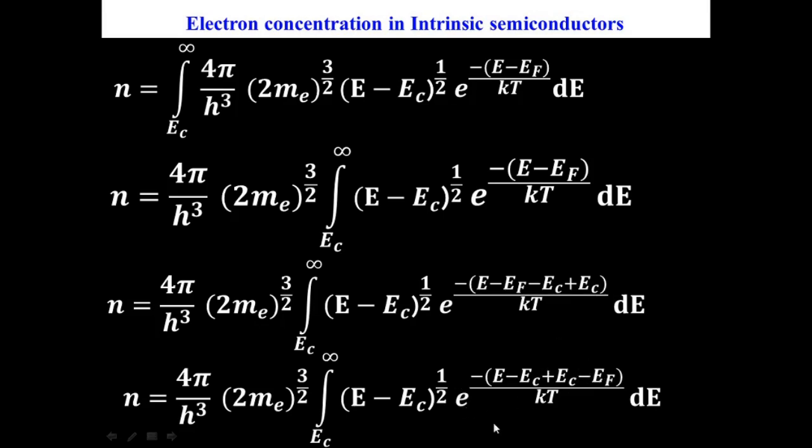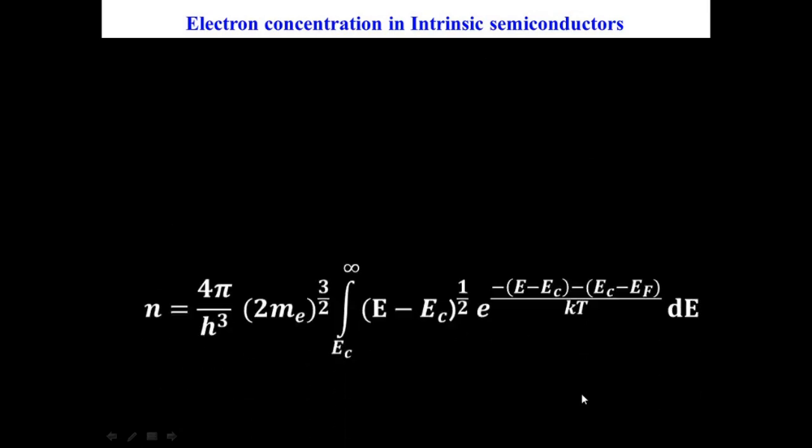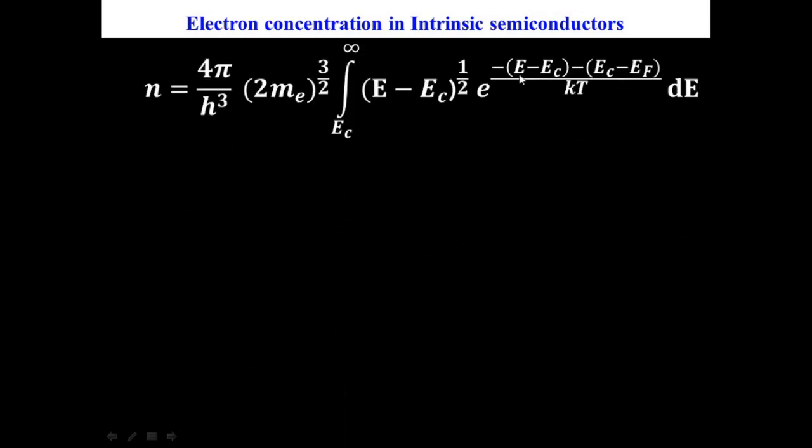Now we will solve this exponential. It is minus (E minus Ec plus Ec minus EF) divided by kT. This minus is with all these terms, so we will break it out: this minus is with this E minus Ec, and this minus is also with Ec minus EF, so we can multiply the minus inside, and we get minus (E minus Ec) and minus (Ec minus EF) by kT. Now we'll focus on solving this exponential only.